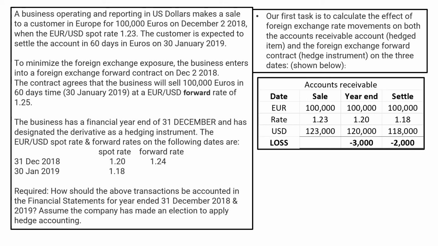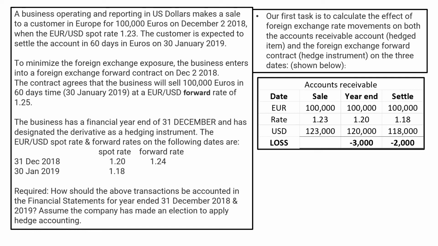Now, because the accounts receivable has to be stated in US dollars, which is the functional currency of the business, using the spot rate of 1.23 gives us a balance of $123,000. At the year end, the same account balance has to be remeasured using the new rate of 1.20, and this gives us a balance of $120,000. So there is a loss of $3,000 at the year end, which is the difference between $123,000 and $120,000.